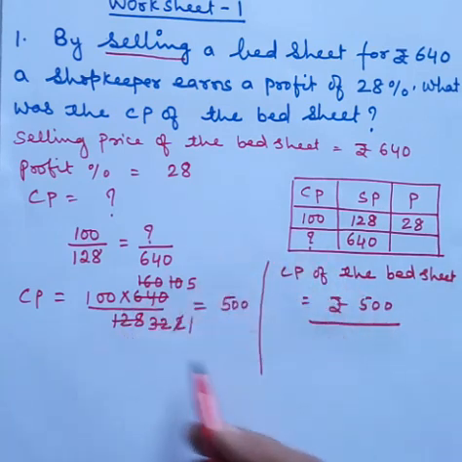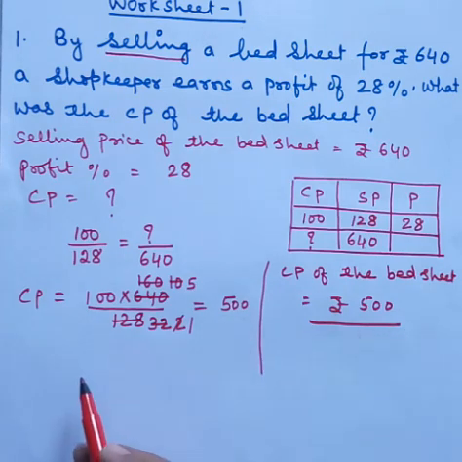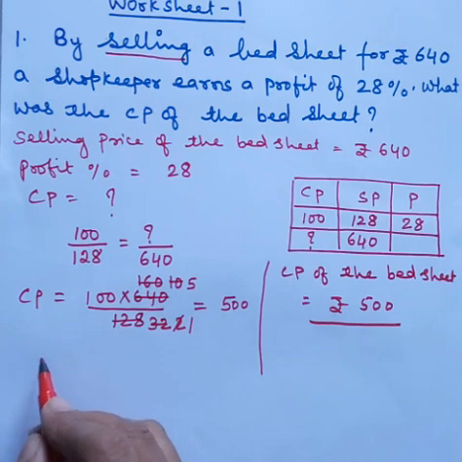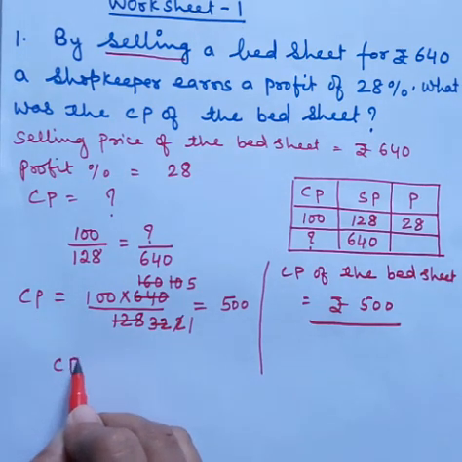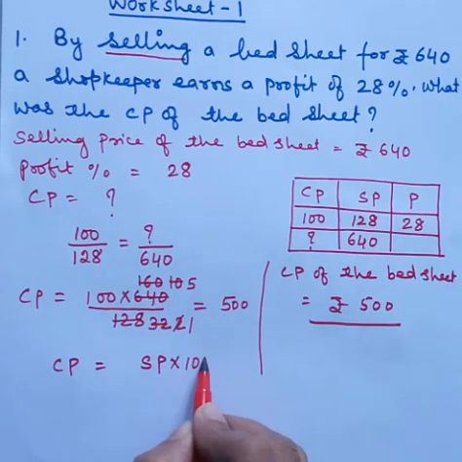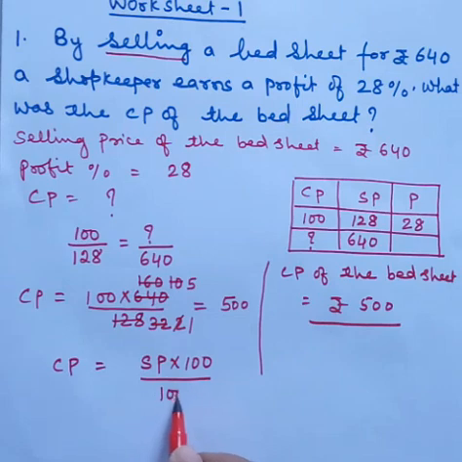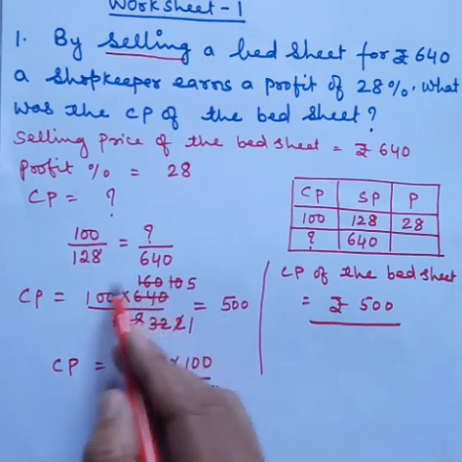Apart from this, I have done to make you understand how actually we can reach the answer. But children, there is a formula also for this. If you know the SP, to find CP, you can directly put SP into 100 by 100 plus profit percent. Even if you are going to do with this, you will get this same equation.